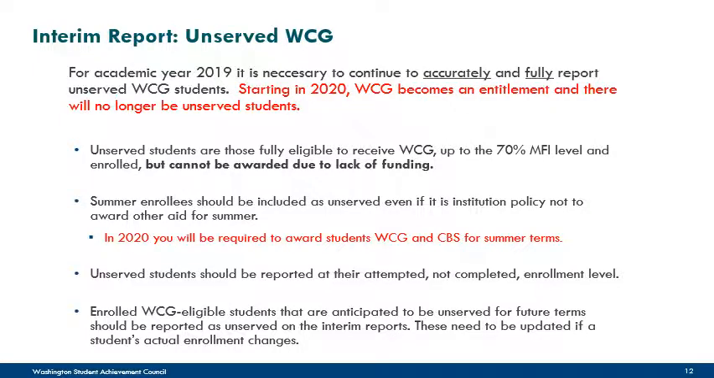Unserved students should be reported at their attempted, not their completed enrollment level. And enrolled WCG eligible students that are anticipated to be unserved for future terms should be reported as unserved on the interim report for all those future terms. These need to be updated if a student's actual enrollment changes in the future interim reports.